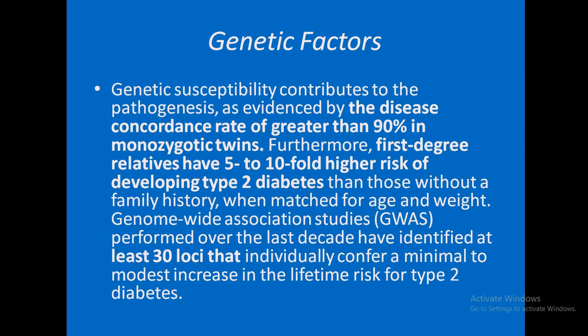It's evidenced by the disease concurrence rate of greater than 90% in monozygotic twins. Also, first degree relatives have a 5 to 10 fold higher risk of developing type 2 diabetes. GWAS have already identified at least 30 loci that confer a minimal to modest increase in lifetime risk for type 2 diabetes.